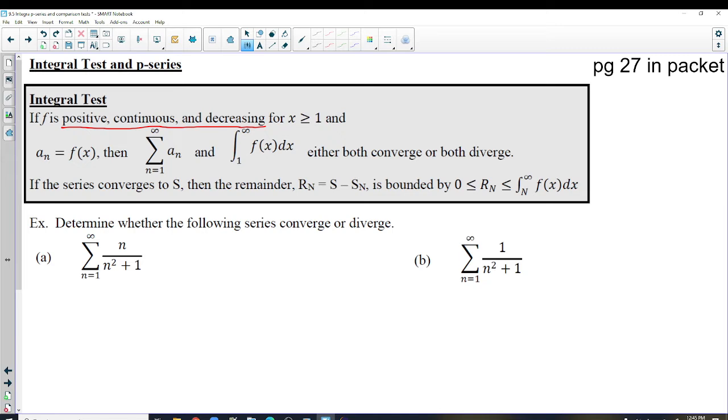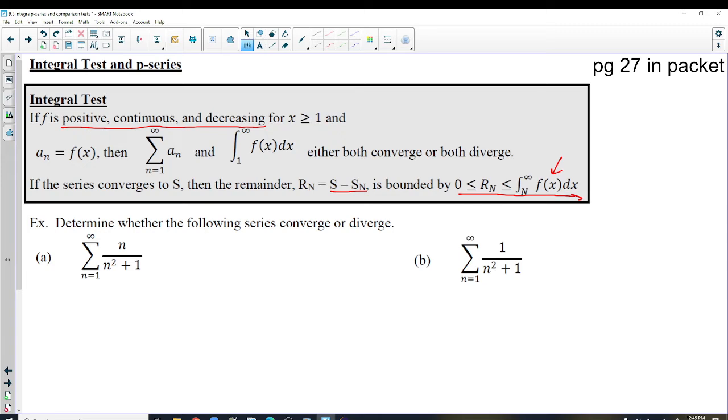If the series converges to a sum, then the remainder, the exact minus the approximation, is bounded by 0 to the integral. So they're saying that the integral is going to be the highest amount of error that we could have. So it's an upper bound.